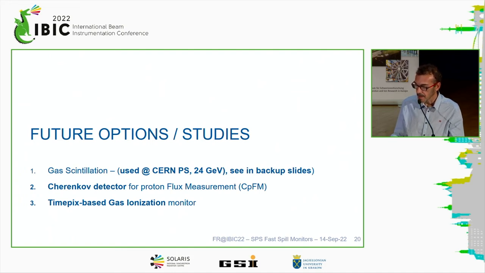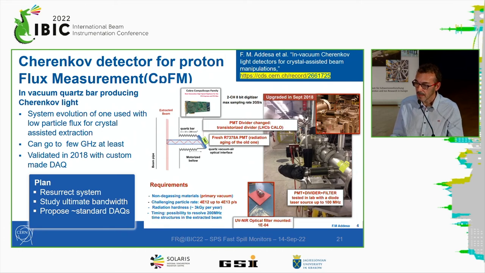And then the second option that for sure we will investigate is to resurrect this existing installation, which consists of a Cherenkov-based detector, so a quartz. Here there is a cartoon: a quartz bar can be inserted partially or totally into the beam, and the light generated by the Cherenkov effect is collected on a photodetector, a PMT in this case. This is a detector that was extensively used a few years ago in the context of the studies about the crystal-assisted slow extraction, which is now successfully working at the SPS, and then it was modified for testing this technique in the TT20 line, our transfer line, as a fast spill detector. And the plan, since at the moment it's a bit orphan, is to resurrect this system, study the ultimate bandwidth and propose a standard data acquisition system that for the moment is not implemented. And this will be part of the work of a postdoc that will start with us in a few weeks.